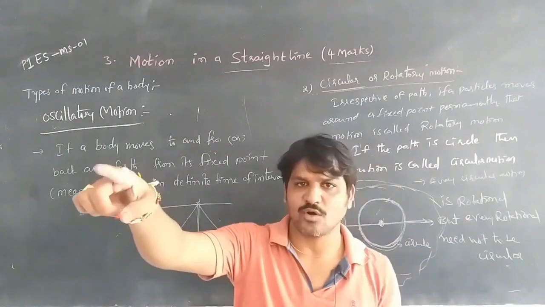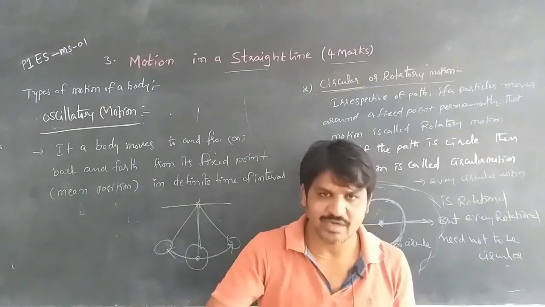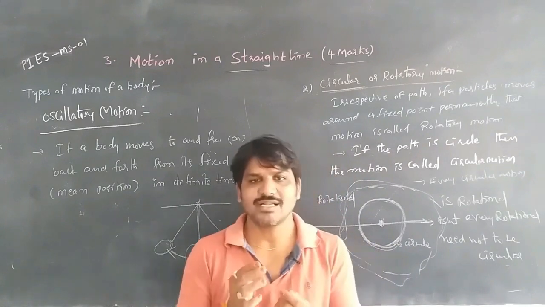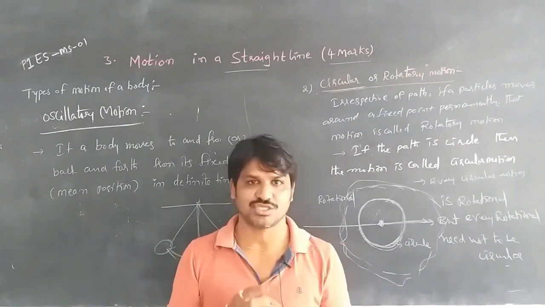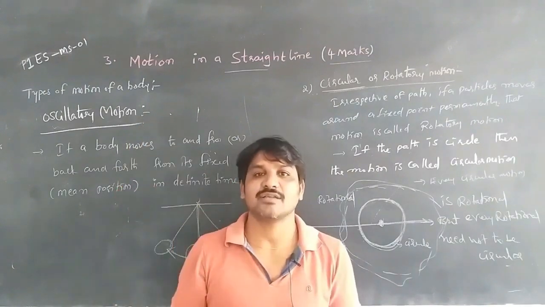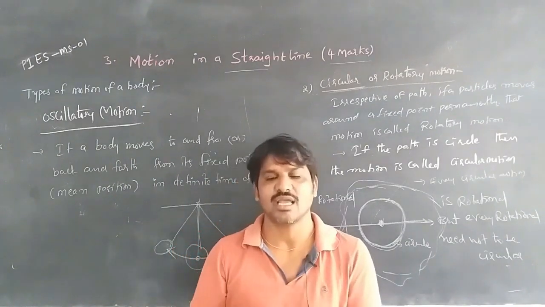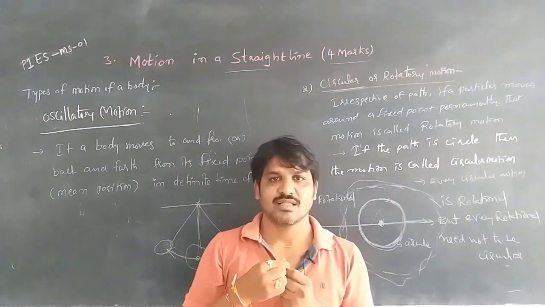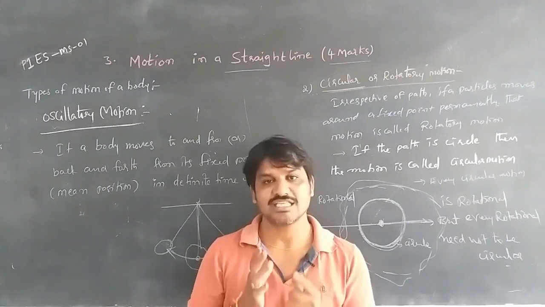If we go to and fro, we come back to the same point. Whenever the body stays at rest without any movement, that position is called its fixed point or its mean position. It is the position where no force is acting on the body. Whenever it is suspended, it stays at rest there. That position is called the mean position, the equilibrium position, the fixed point.